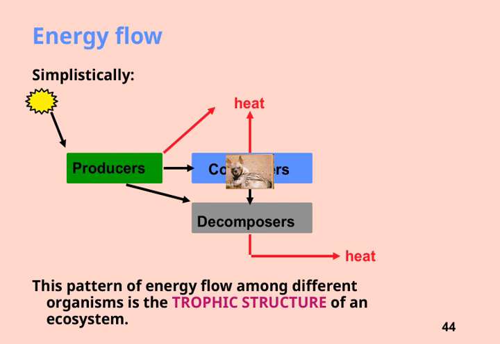At the base, we have the producers, which are typically plants or algae that convert sunlight into energy through photosynthesis. Then, we have the consumers, which are animals that eat the producers or other consumers. Next are the decomposers, like fungi and bacteria, that break down dead organic matter and recycle nutrients back into the system. Throughout this process, some energy is lost as heat at each step, which is a natural part of how energy flows in ecosystems.